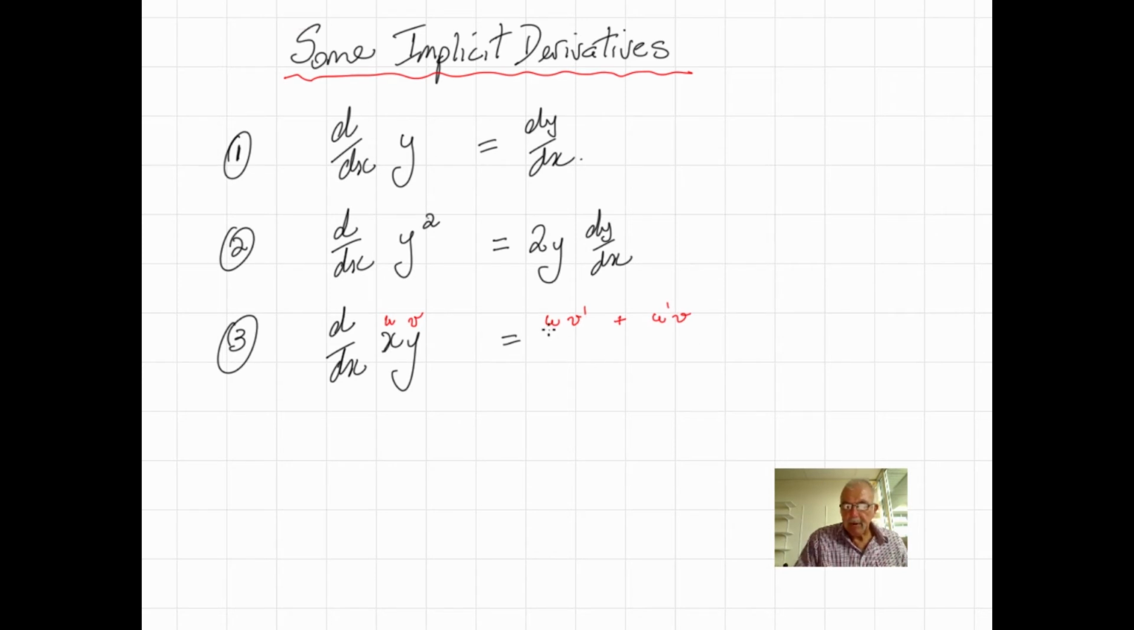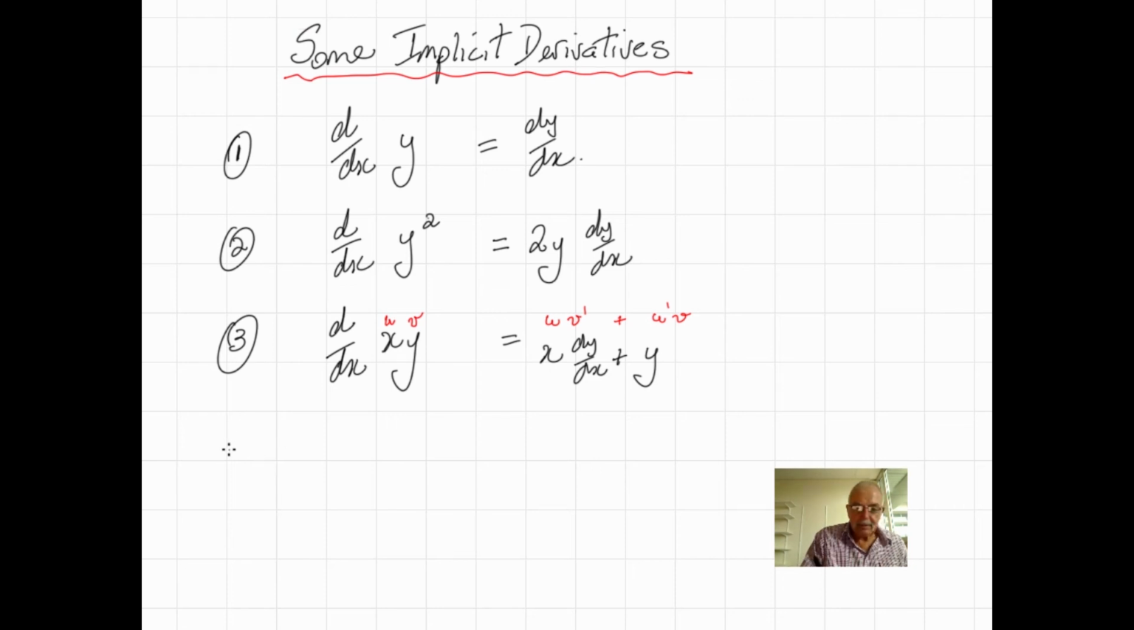So we've got to be able to find them. u is simply x. v dash is the derivative of this with respect to x, so that's just using this rule up here. Derivative with respect to x of y is just dy/dx. Plus u dash, the derivative with respect to x of x is 1. And then v is just y. So whenever you've got two functions multiplied together, we just use the product rule.